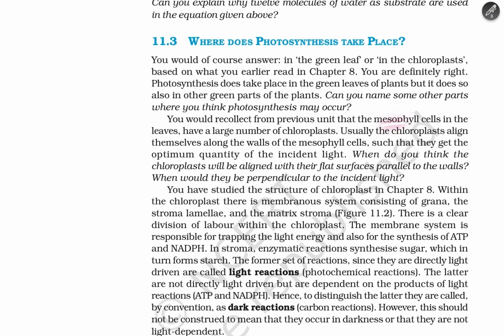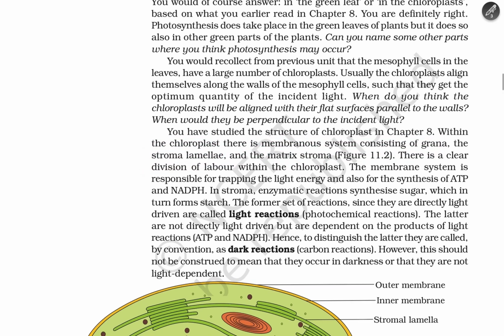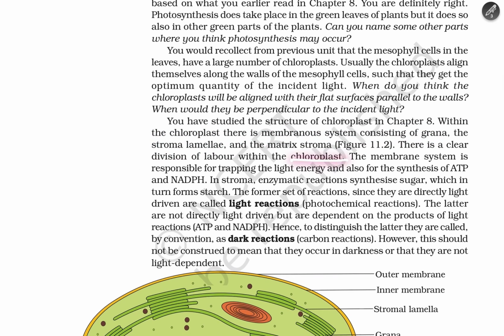You have recollected from the previous units that the mesophyll cells in the leaves have a large number of chloroplasts. Usually chloroplasts align themselves along the walls of mesophyll cells such that they get the optimum quantity of incident light. When do you think the chloroplasts will be aligned with their flat surface parallel to the walls? When would they be perpendicular to the incident light? You have studied the structure of the chloroplast in chapter 8. In the chloroplast, there is a membranous system consisting of grana, the stroma lamellae, and the matrix stroma, and there is a clear division of labor within the chloroplast.